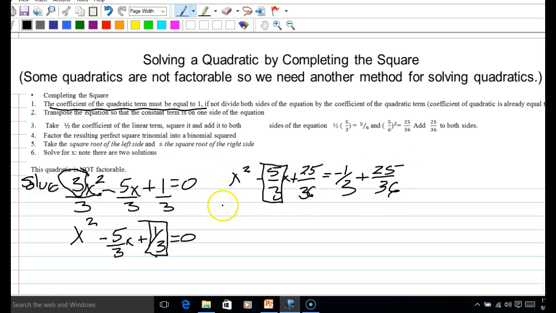Now, this creates what we call a perfect square trinomial. And a perfect square trinomial factors into a binomial squared. To factor a perfect square trinomial, you take the square root of the quadratic term. The square root of x squared is x. You take the square root of the constant term. The square root of 25 is 5. Square root of 36 is 6. So that gives you 5/6. And you use the sign of the linear term, which in this case is minus. So it factors into the quantity x minus 5/6 squared.